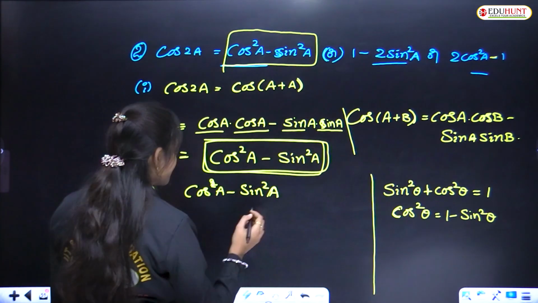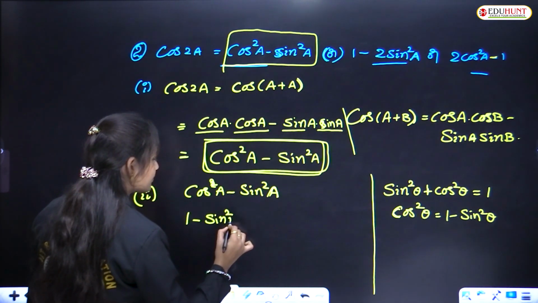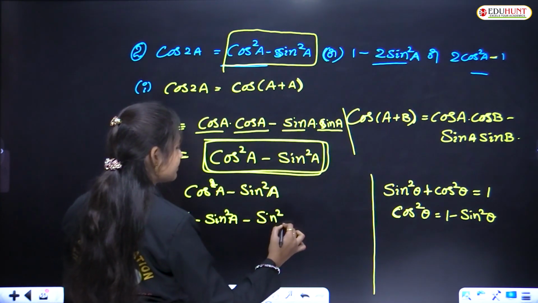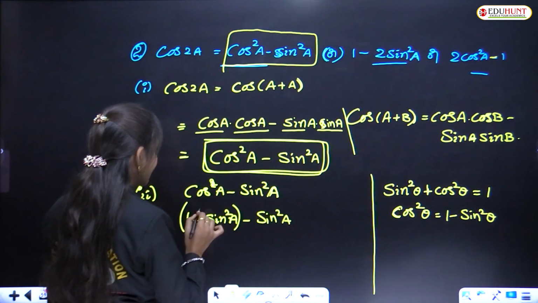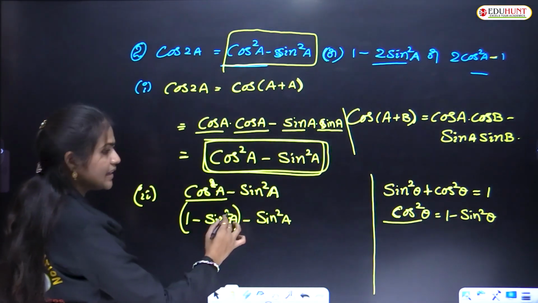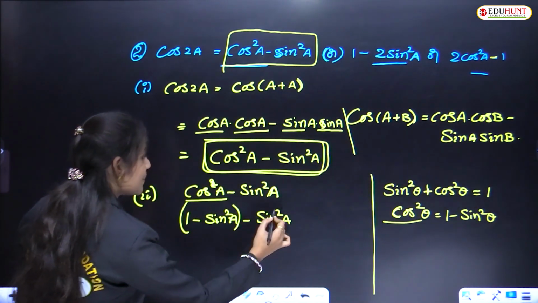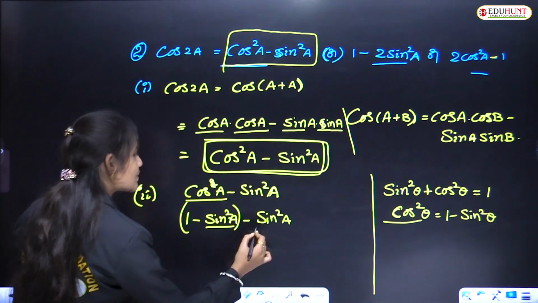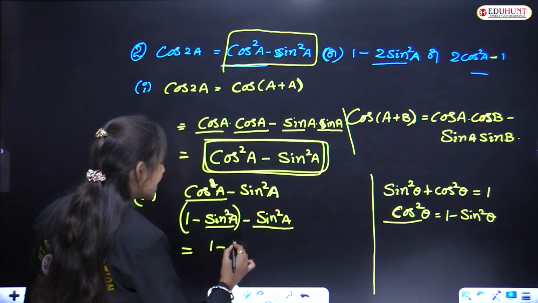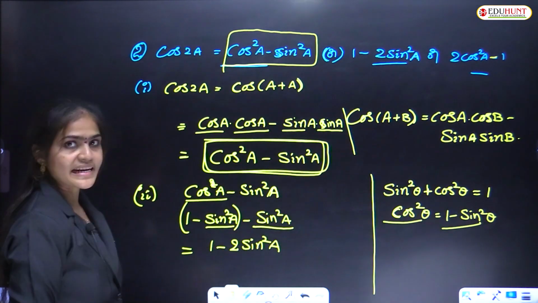Now here I want to substitute that one here. 1 minus sin square A minus sin square A. Okay children, I just took that in place of cos square theta is equal to 1 minus sin square theta, at the place of theta here we have that A. Okay, so that's why 1 minus sin square A minus sin square A. So here minus sin square A, here also minus sin square A. So that's why which is equals to 1 minus 2 sin square A.